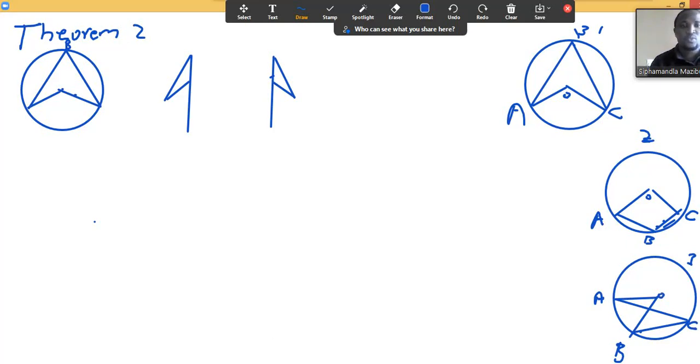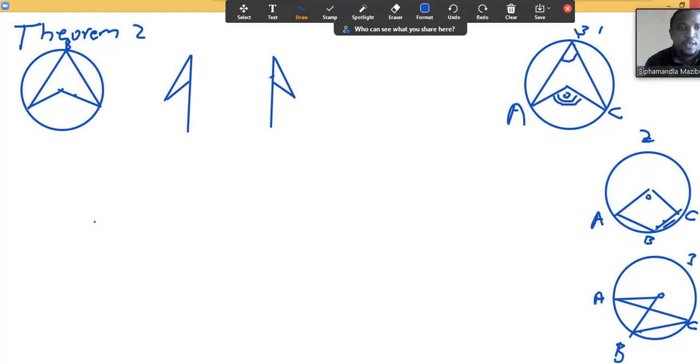Theorem 2 states that an angle at the center of a circle is double the angle at the circumference if they are both subtended by the same arc. Simple. It means this angle B here is twice this angle here.